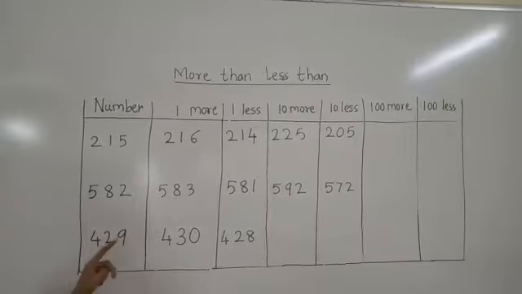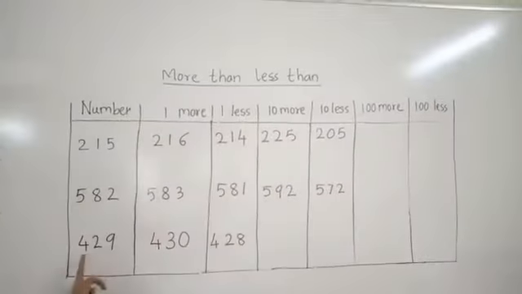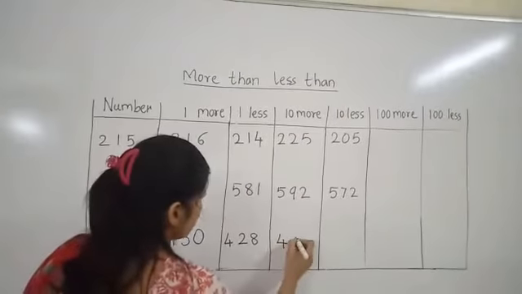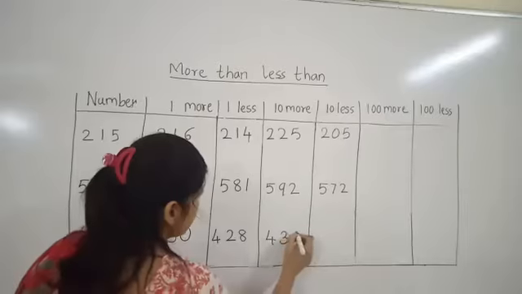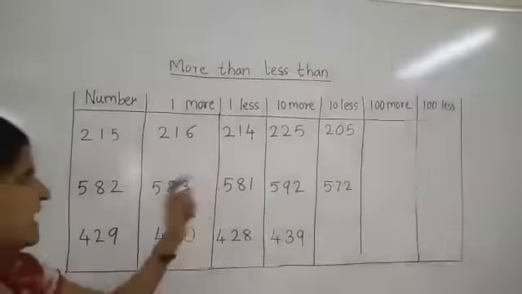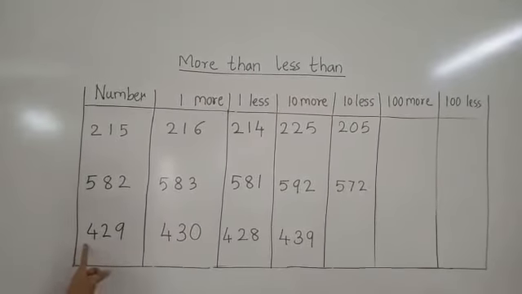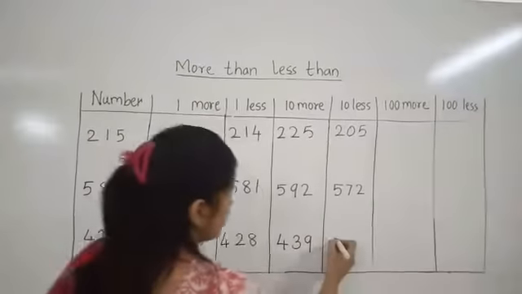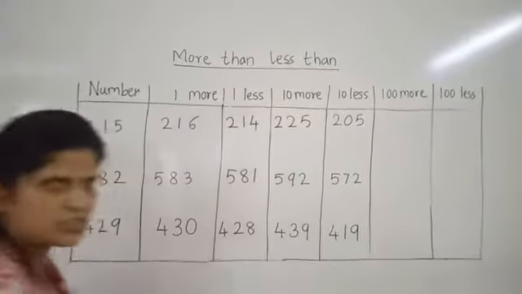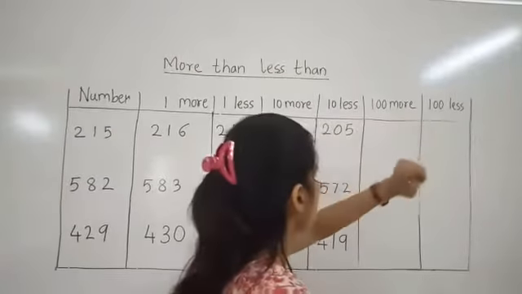Okay. The last number is 429. So we have to add 10 for 10 more in 429. What will be the answer? 439. Okay. And for 10 less, we have to minus 10 from this 429, which will be 419. Have you understood?